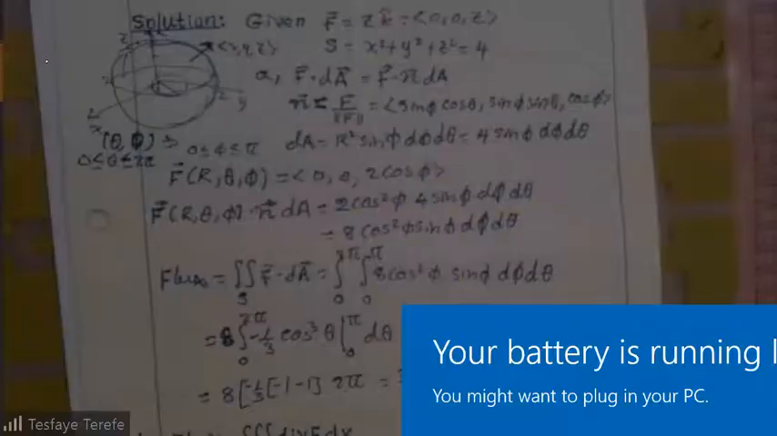So then the flux equals the triple integral of 1 dV. That means simply the triple integral of dV. This is a sphere, and we know the volume of a sphere is what? 4 over 3 pi r cubed. Do we all agree with that? That will give us 4 over 3 pi times 2 cubed. 2 cubed is 8, and that is what we get, 32 over 3 pi.